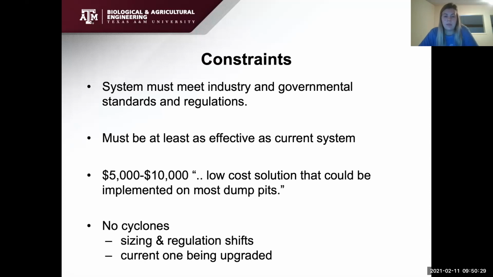This number below, this 5,000 to 10,000 range, was something that Stephen Craig loosely sent us about. They want us to make sure we're cost effective, and this is a range, 10 being on the high end, that they would like us to stay in when we're trying to come up with some ideas for them at the elevator. And this is a quote: he said that they want a low cost solution that could be implemented on most dump pits. So this technology that we're suggesting to them could potentially be utilized in other areas, and maybe their second elevator in another location, not just their El Campo site.